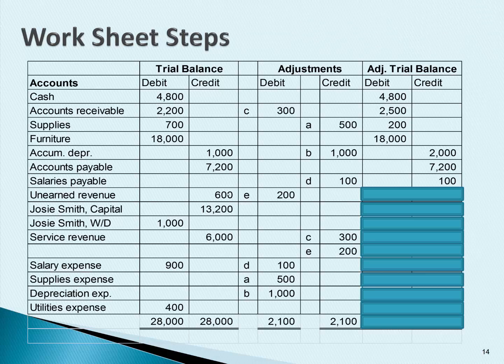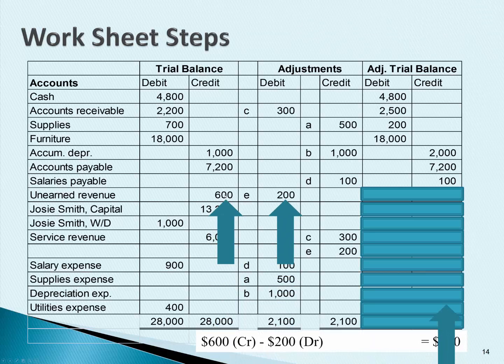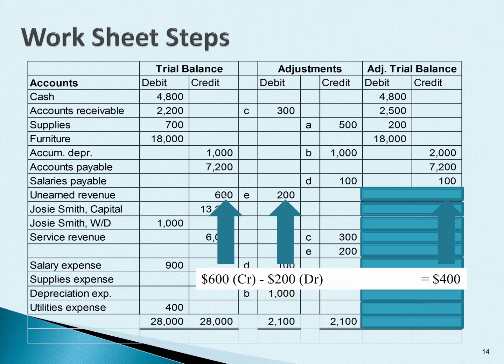Now, unearned revenue, remember, this is a liability. This is where someone paid us ahead of time for something we did not complete. So liabilities increase on the credit side. And over here, notice we are debiting it. So that means we are lowering this liability. So $600 minus $200 gives us a new balance. Now remember, the bigger balance was on the credit side. So the new balance of 400 is going to be over here on the credit side.